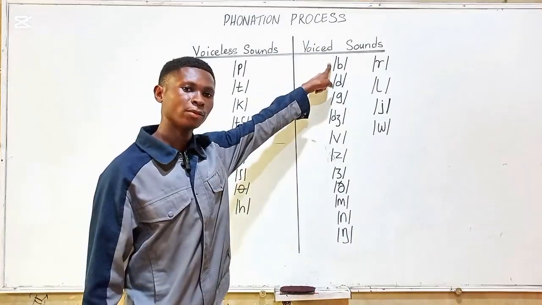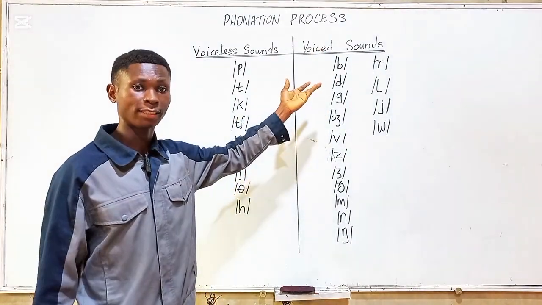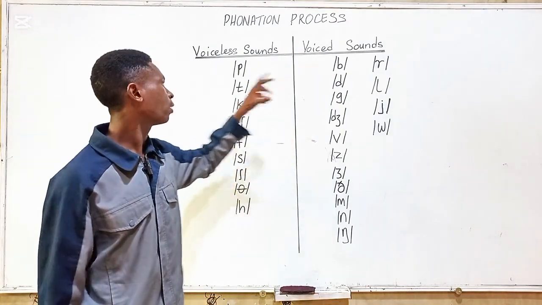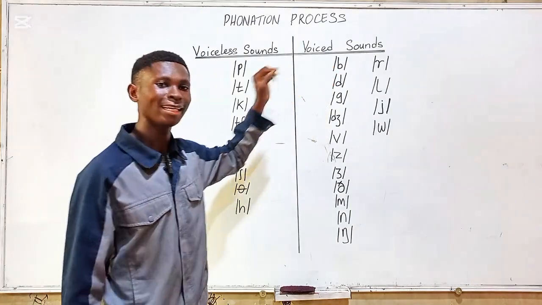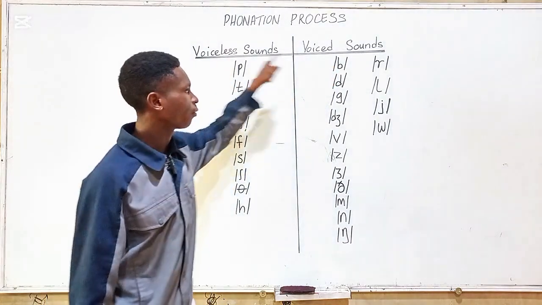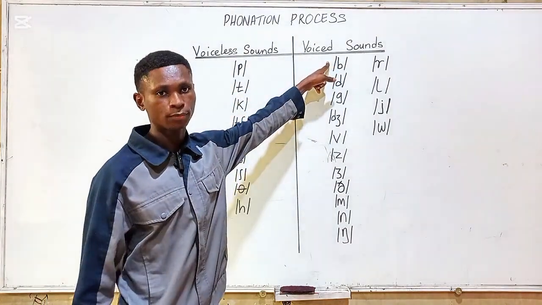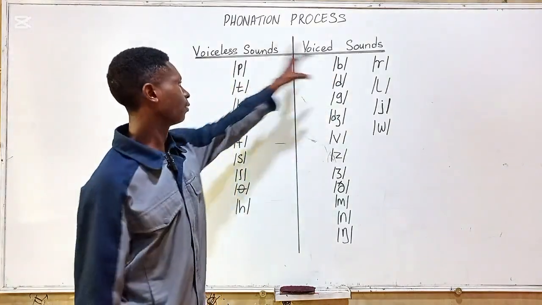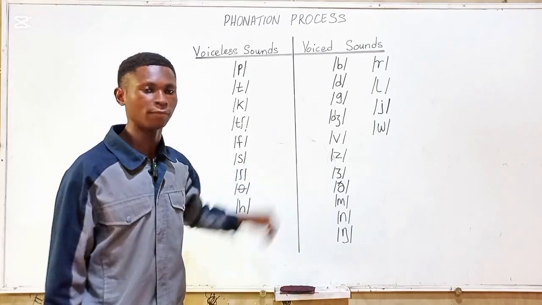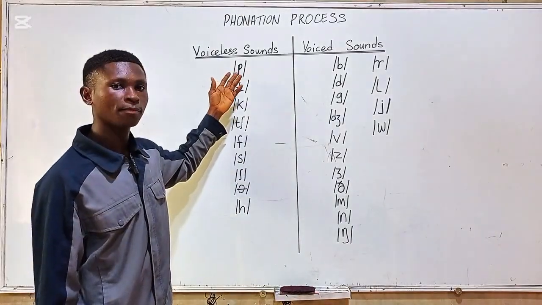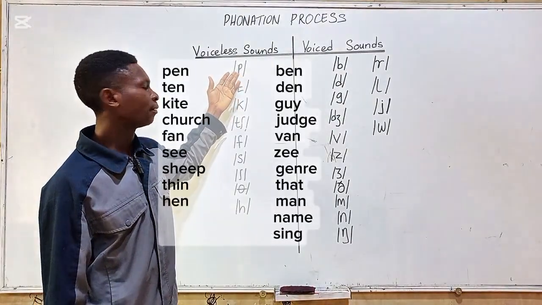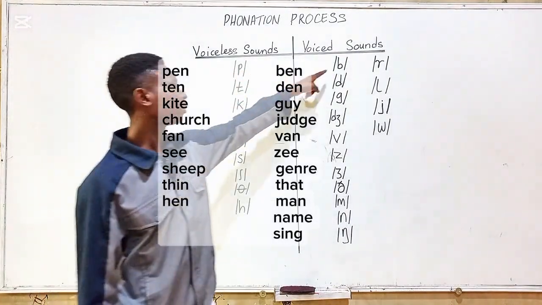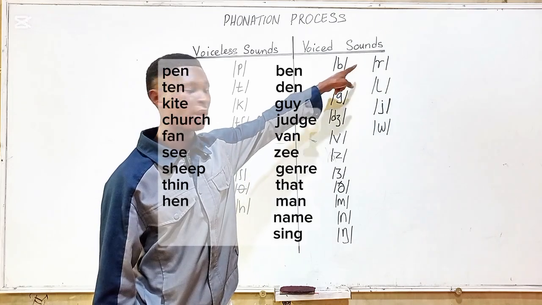These two are bilabial sounds. That is, they're articulated with the help of the two lips. But the difference between the two sounds is that one is voiceless, whereas the other is voiced. Now let's pronounce this sound and spot the difference. This is p, as in pen. This is b, as in ben.